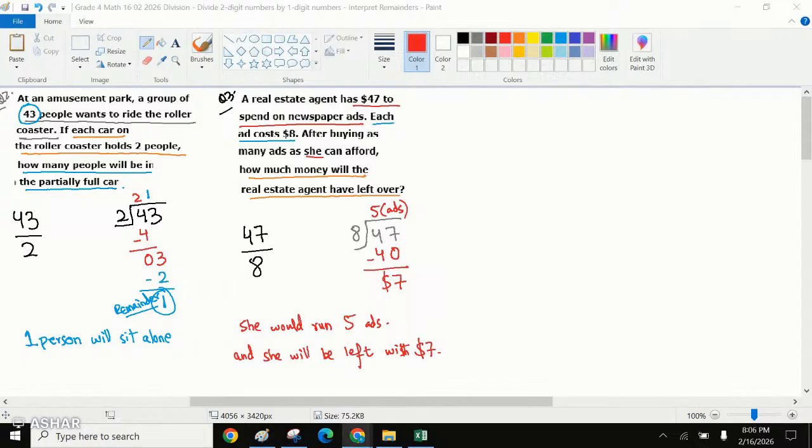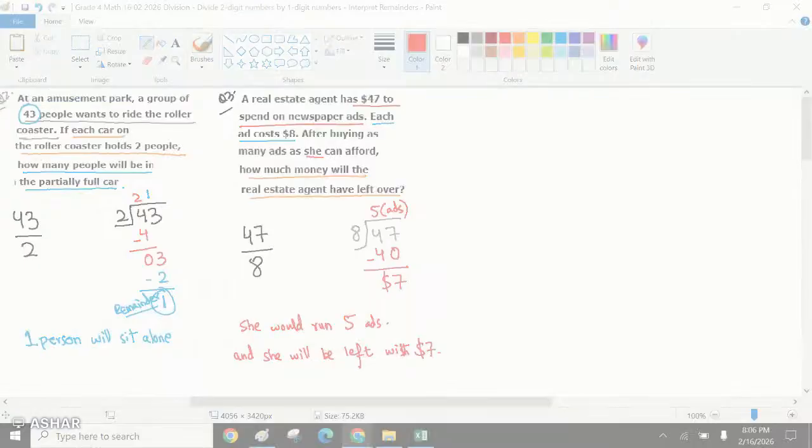Okay. Let's look at another example. The next question says there are 90 skiers. There are 90 people to ski.